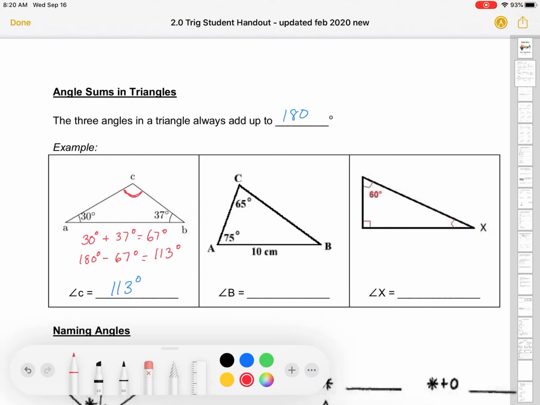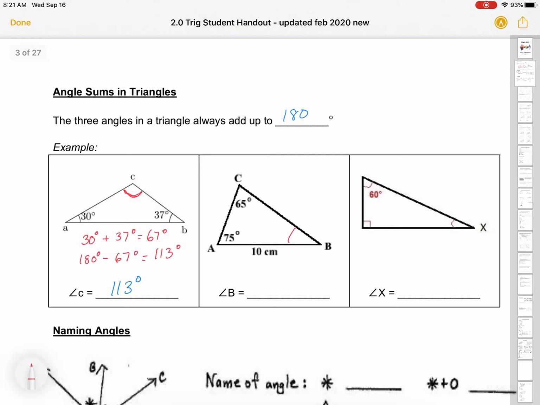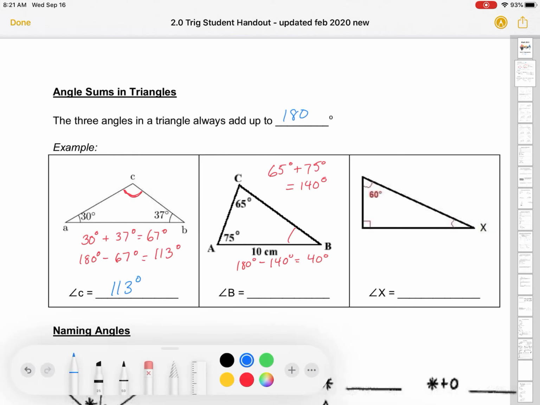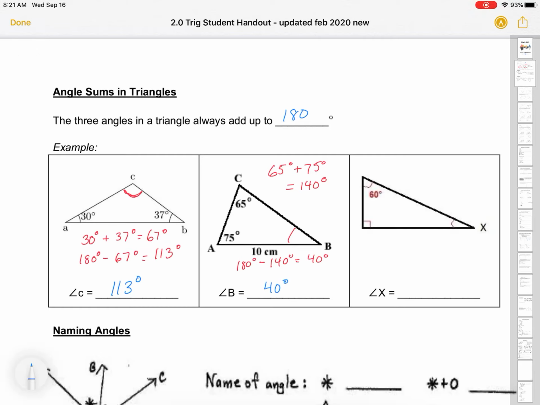So if we're missing an angle, and we have two of them, we can use that to help us find the third. So here, it's again an ABC triangle. I have 65 and 75. So 65 plus 75 equals, I can add those up, 140. So 180 minus 140 equals 40. So that means that my missing angle equals 40 degrees.